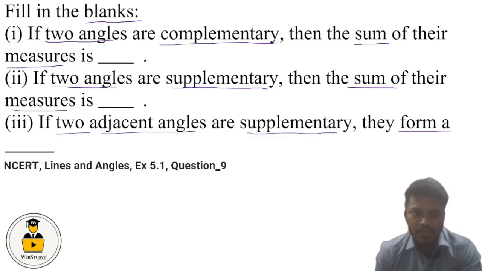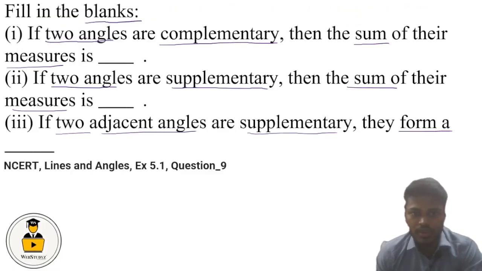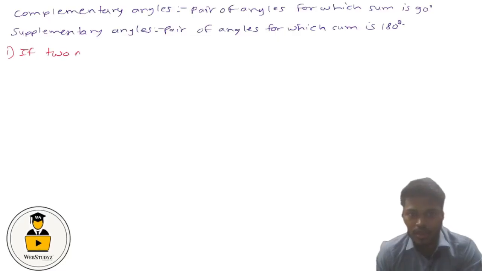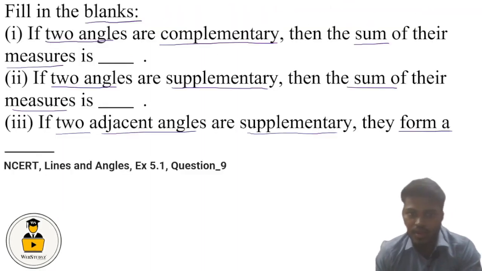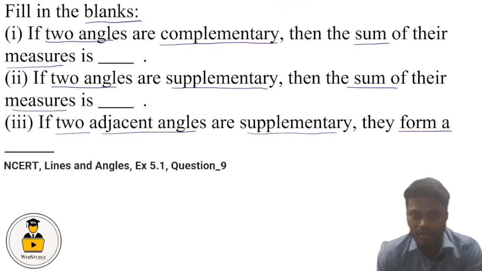So we can say that if two angles are complementary, or we can write here that in the first question we are talking about complementary angles, so the sum will be 90 degrees. So for the first, the answer will be 90 degrees. We can write here that the answer is 90 degrees.